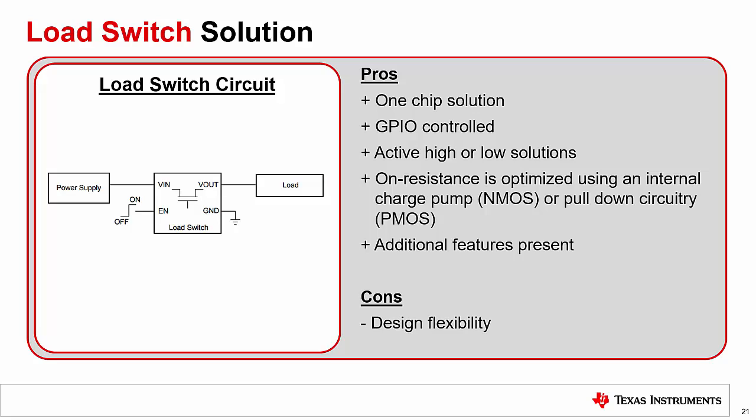The last solution which will be discussed for power switching is the load switch. This one-chip solution can be controlled using a GPIO signal on the enable pin, and both active high and low solutions exist. For a PMOS switch, the on resistance is optimized by driving the gate of the PMOS to ground, and for an NMOS switch, this same optimization is done by using an internal charge pump to generate a high voltage on the gate. On top of that, the load switch comes integrated with additional features to make the switching more stable.